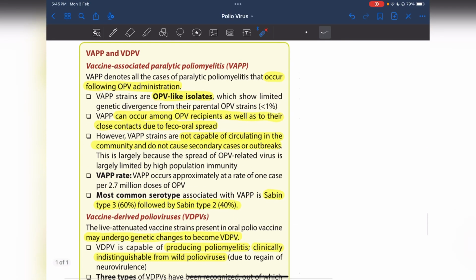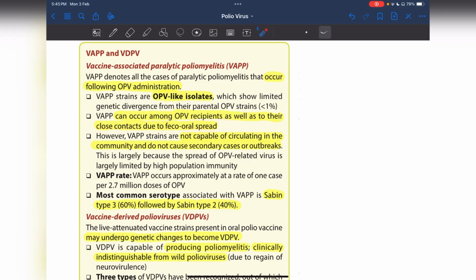What are these? Vaccine-associated paralytic poliomyelitis means all the cases of paralytic polio that occur following OPV administration. You are giving OPV and because of that administration of the vaccine, there is production of paralytic polio. This happens because it is a live attenuated vaccine. It has live viruses, which are attenuated but still live. So it can occur among OPV recipients as well as their close contacts.